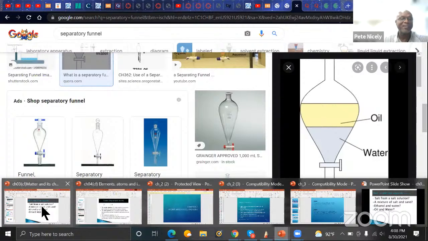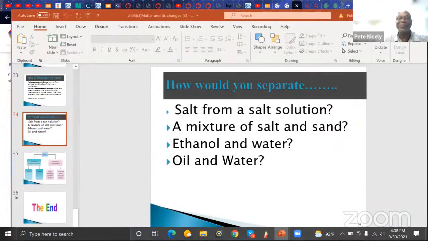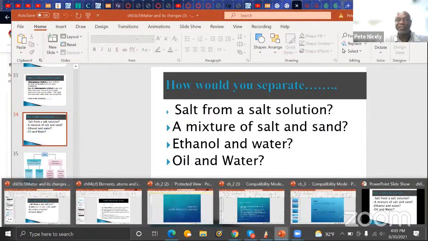Okay. So that's the fourth problem that you were asked to look at, how you separate a mixture of oil and water. All right, so that basically represents the end of chapter 3. So what I'm going to do now is move on to chapter 4.